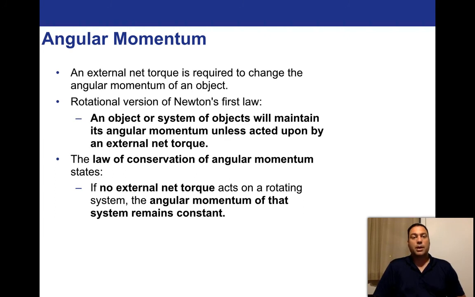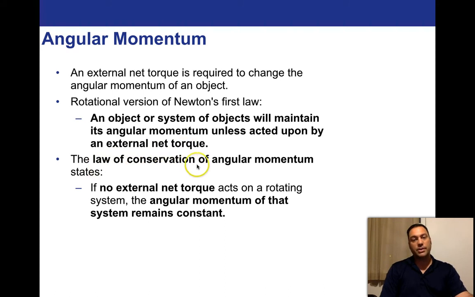Just like we were talking about forces requiring an outside force to change at least the direction of the momentum, there's also a conservation of angular momentum. So it can be changed, and you need an external net torque to make that happen. It's basically a rotational version of Newton's first law, which is to say an object or system of objects will maintain its angular momentum unless acted upon by an external net torque, right? Torque, remember, is force times radius.